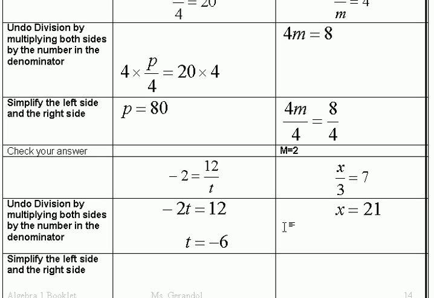And there you have 4 examples of using division to solve algebraic equations. Hope that helps.